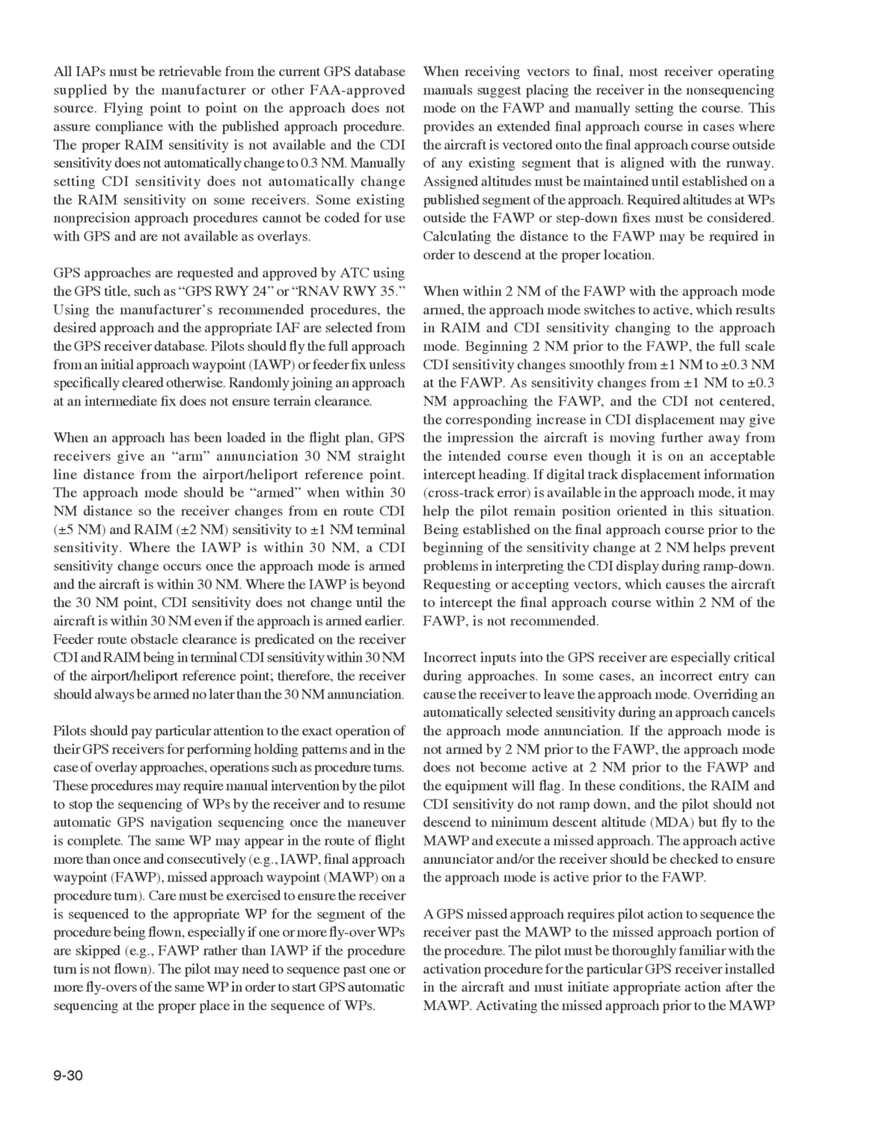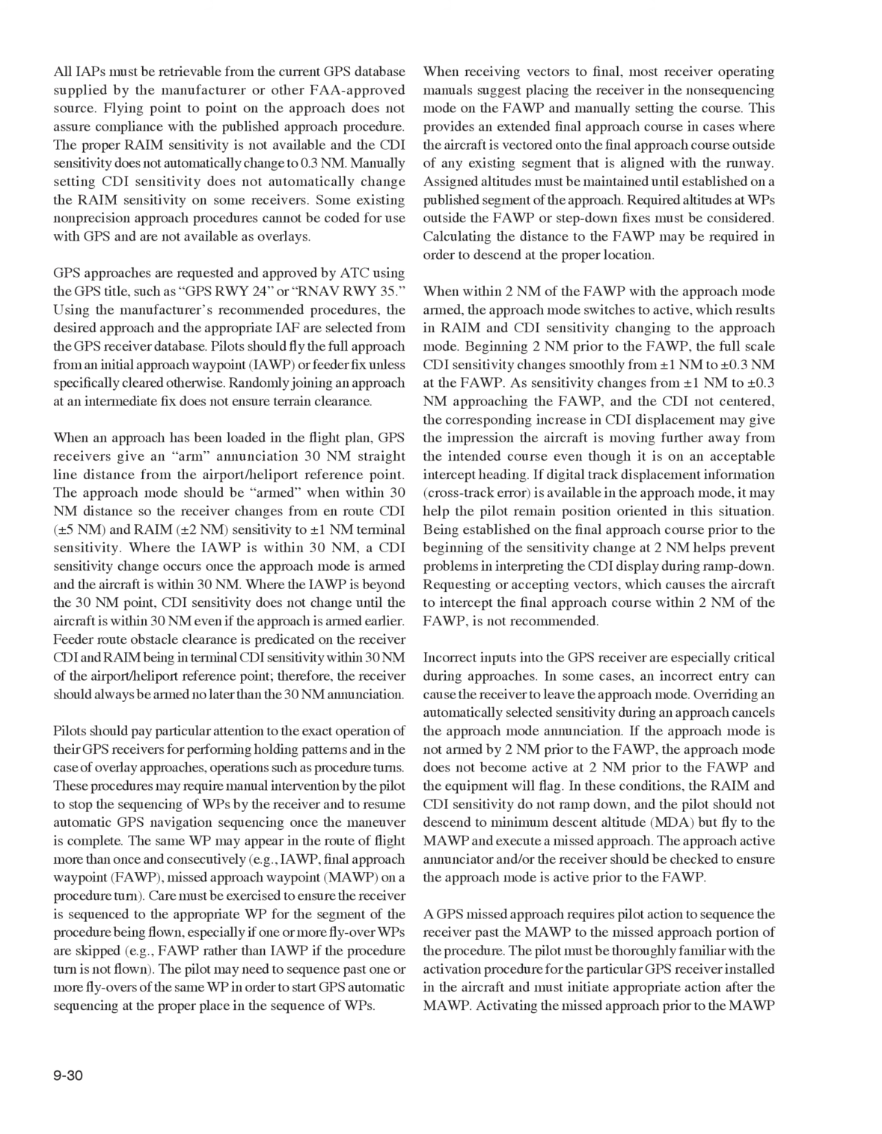The same WP may appear in the route of flight more than once and consecutively, for example, IAP, Final Approach Waypoint, FAWP, Missed Approach Waypoint, MAWP, on a procedure turn. Care must be exercised to ensure the receiver is sequenced to the appropriate WP for the segment of the procedure being flown, especially if one or more flyover WPs are skipped, for example, FAWP rather than IAP if the procedure turn is not flown. The pilot may need to sequence past one or more flyovers of the same WP in order to start GPS automatic sequencing at the proper place in the sequence of WPs.